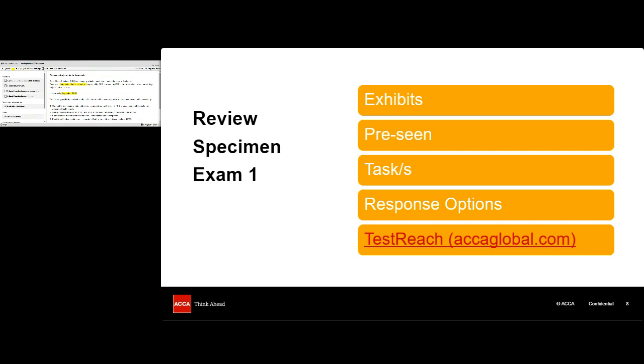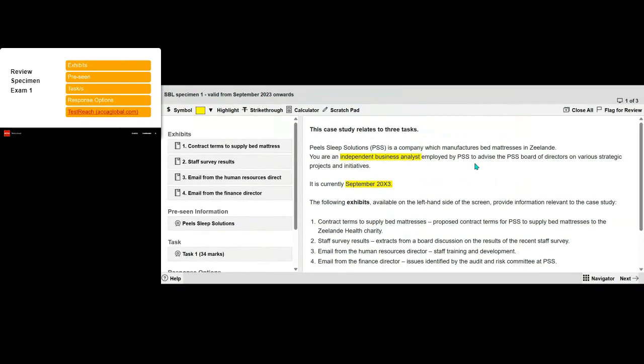So hopefully you're all able to see this now. Okay. Now, here on the left-hand side, we see 4 exhibits. Okay, so a limited number of exhibits.